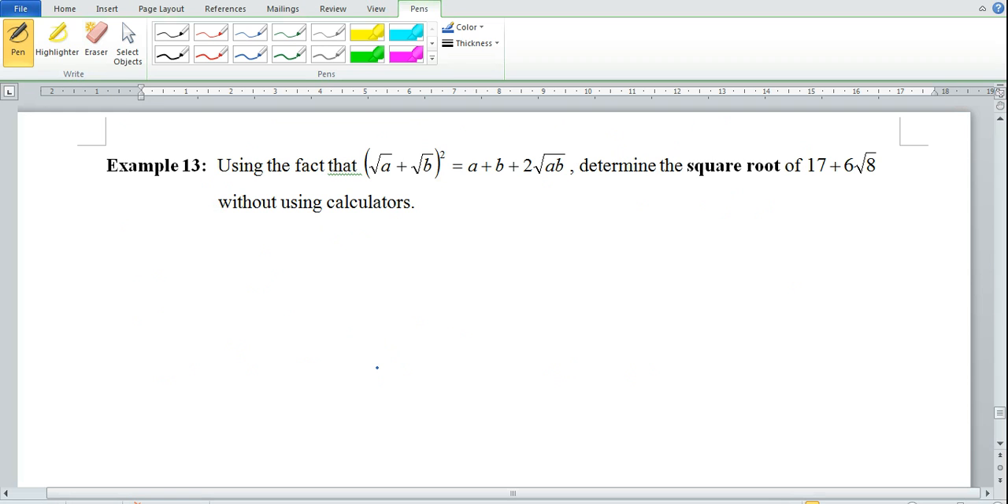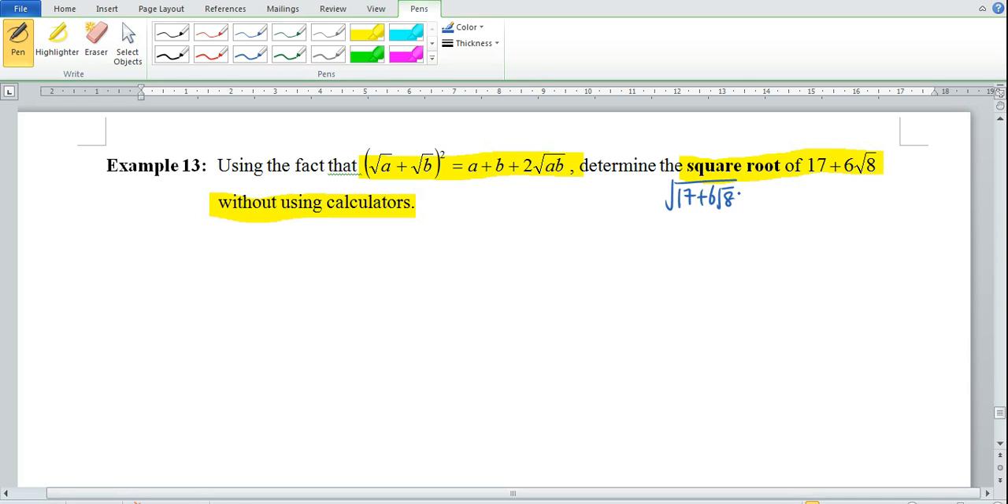So basically, example 13 gave you this identity: square root a plus square root b, squared, is equal to a plus b plus 2 square root ab, right? But the aim here is to find out the square root of 17 plus 6 square root 8 without the use of calculators. So let me just briefly write what it means. Basically they want you to find square root 17 plus 6 square root 8. So that is the main aim of the question.